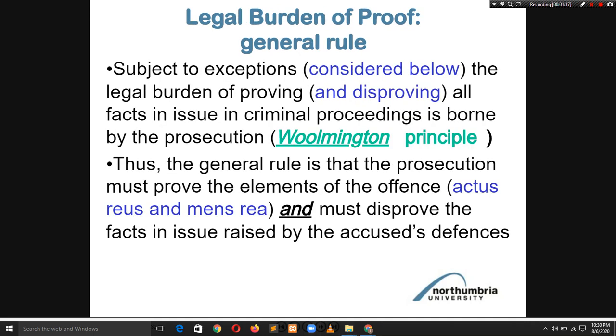Subject to exceptions considered below, the legal burden of proving and disproving all facts in issue in a criminal proceeding is borne by the prosecution, the Woolmington principle. Thus, the general rule is that the prosecution must prove the elements of the offense, actus reus and mens rea, and must disprove the facts in issue raised by the accused defendants.